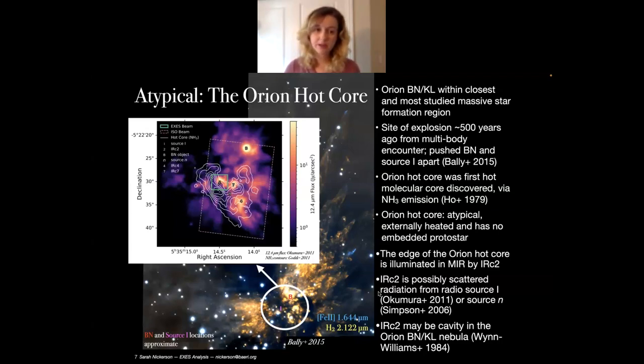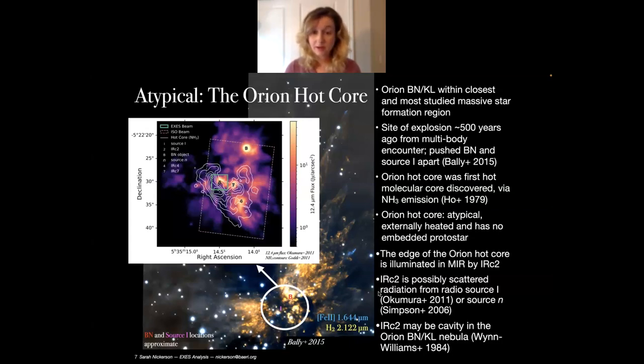And about 500 years ago, there was an explosion. It pushed BN and Source I apart. These are two massive protostars. And in pushing them apart, it created this explosion. You can see on the bottom image, there's these famous fingers of H2 emanating from the region as a result of the explosion that happened. And so this led to a lot of complex and strange geography in the region.